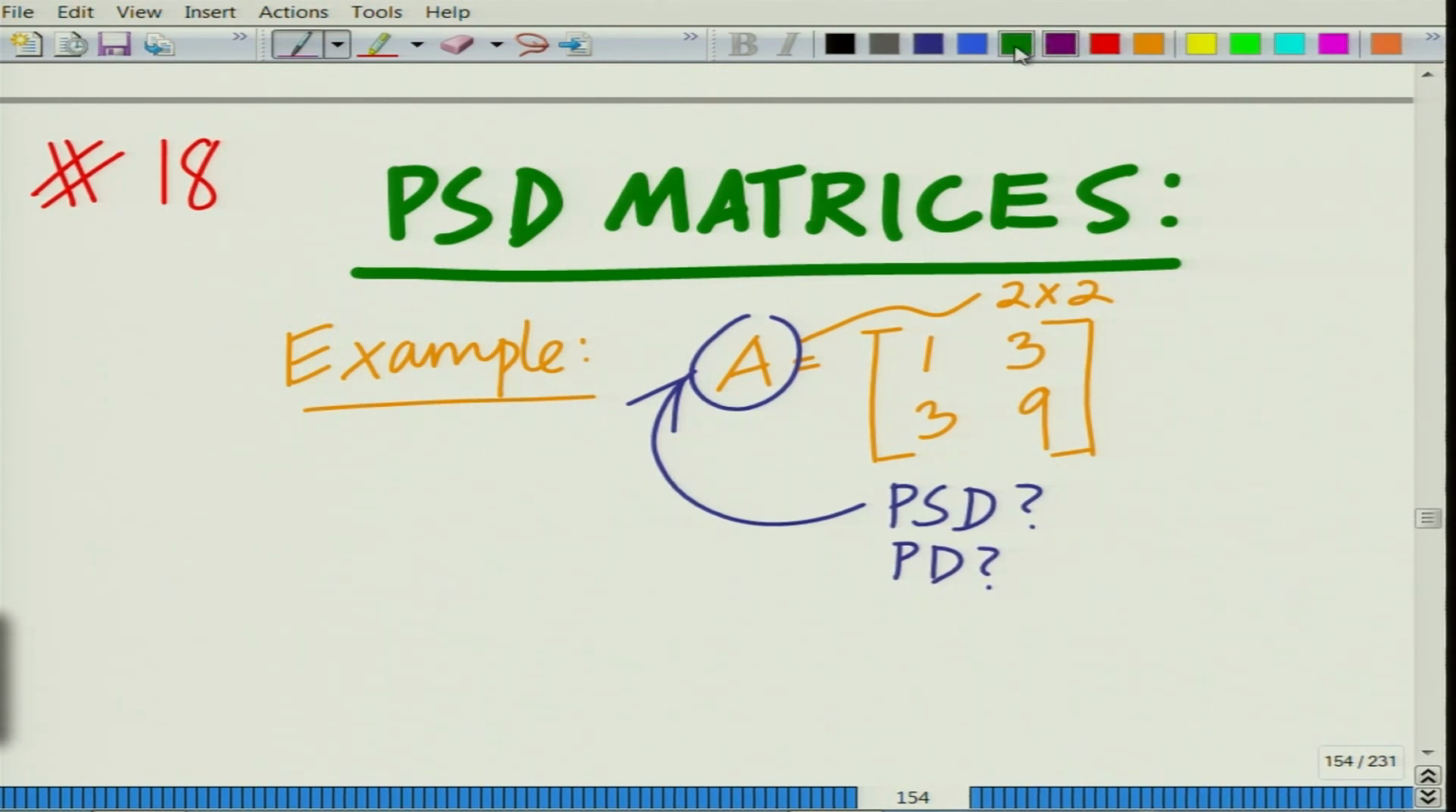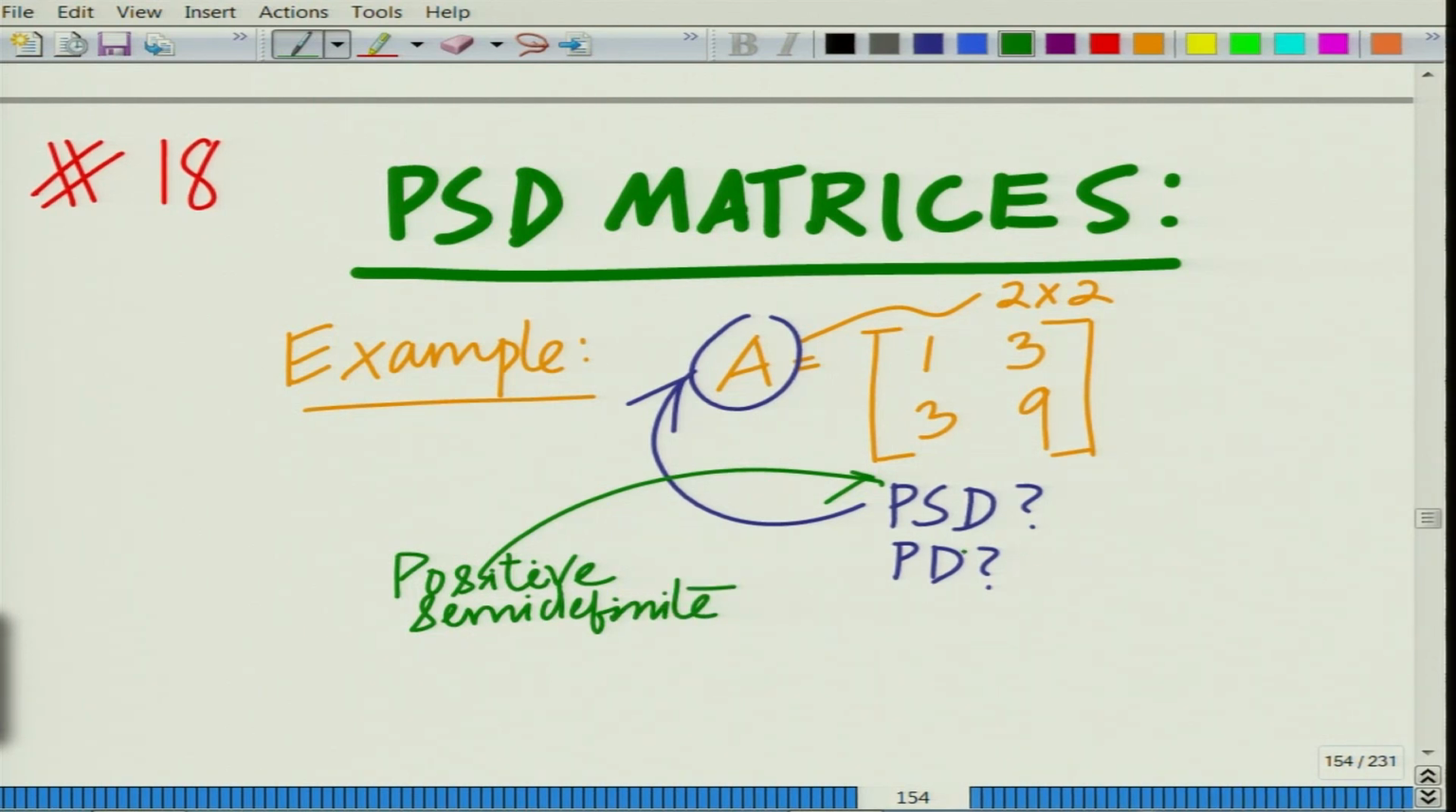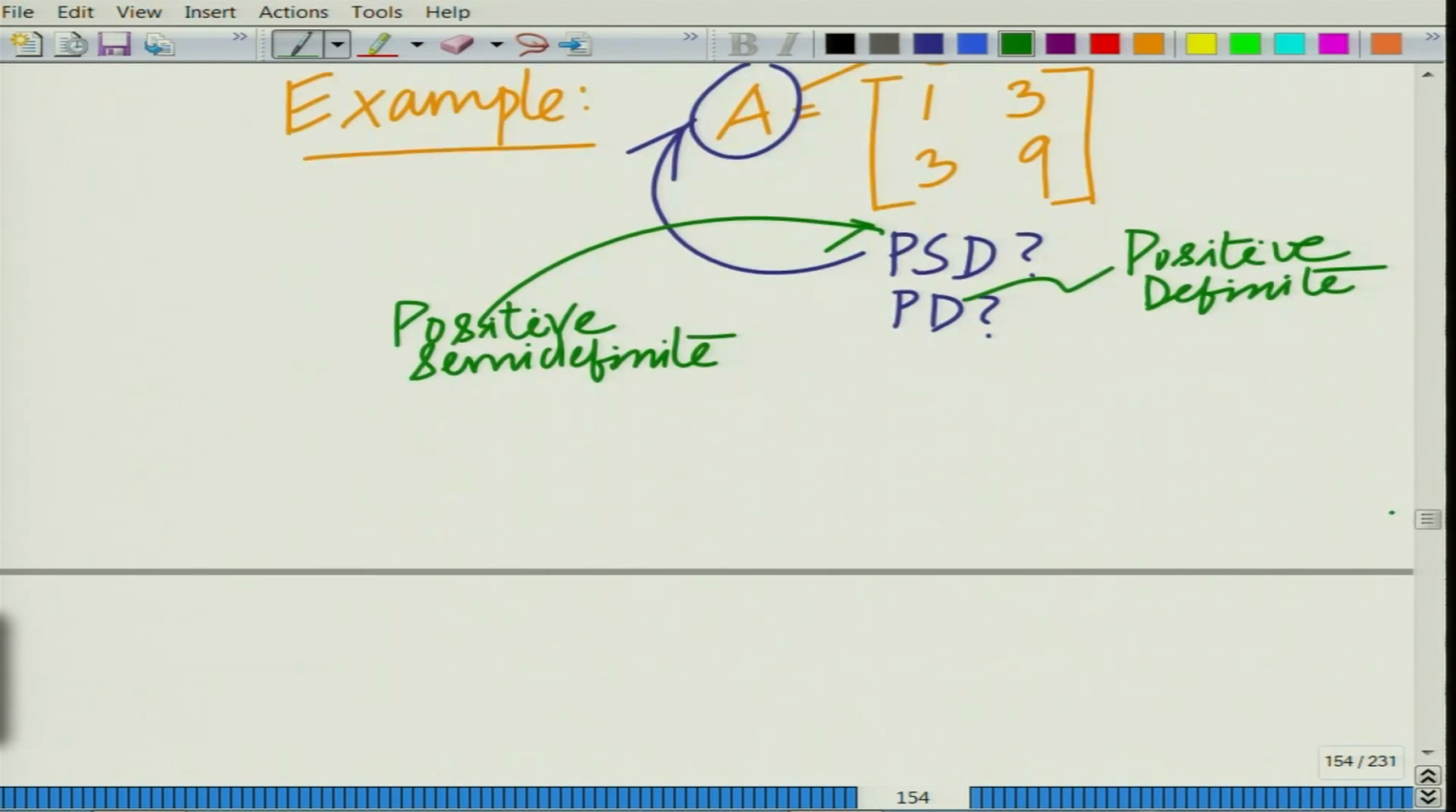Of course, you might recall PSD essentially means positive semi-definite, and PD is positive definite. So, this is either positive semi-definite or positive definite. All right. To do that, let us follow first principles. Let us look at x bar transpose A x bar for any vector x bar. This is a real matrix clearly.